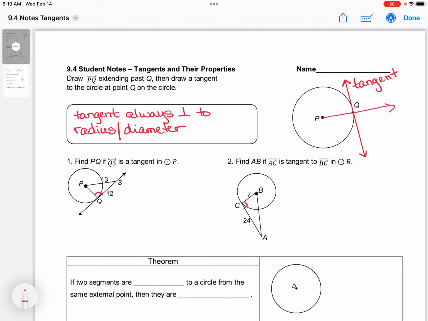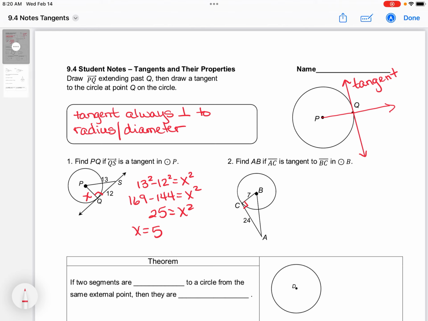So in number 1, we're looking for the radius. So we have 13 squared minus 12 squared equals x squared. 13 is the hypotenuse. 169 minus 144 is 25. So x equals 5.